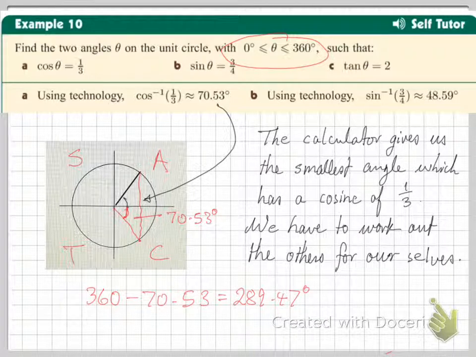So the other possible angle is 289.47 degrees. Okay, so the answer written in green here is that theta can be 70.53 degrees or 289.47 degrees.